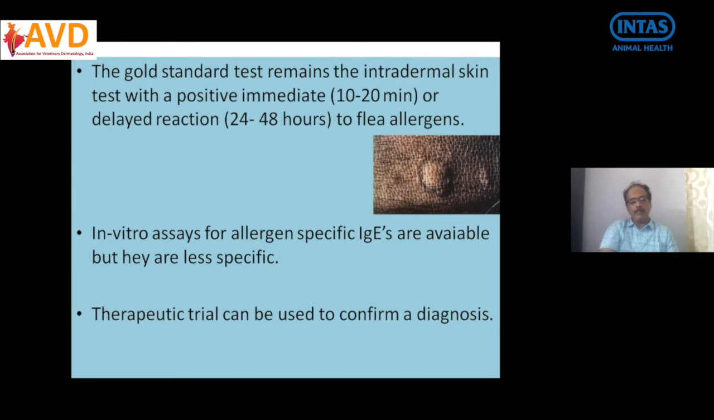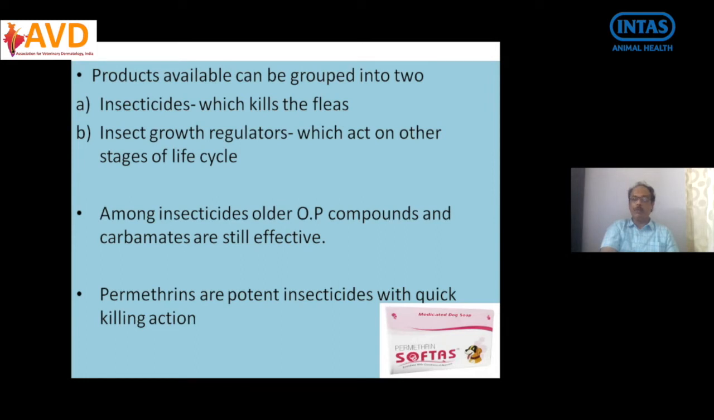The gold standard test for diagnosing flea allergy dermatitis is the intradermal skin test with a positive immediate reaction within 10 to 20 minutes, or a delayed reaction within 24 to 48 hours to flea allergens. In vitro assays for allergen specific IgE antibodies are also available, but they are less specific, and therapeutic trials can be used to confirm a diagnosis. Products available can be grouped into two: insecticides, which kill the fleas, and insect growth regulators, which act on other stages of the flea life cycle.